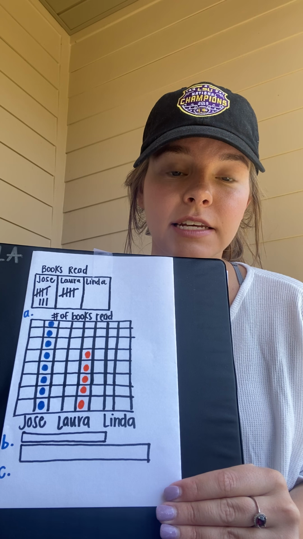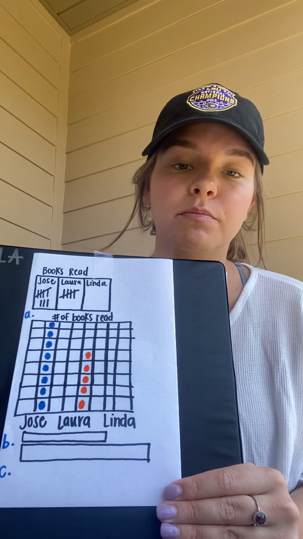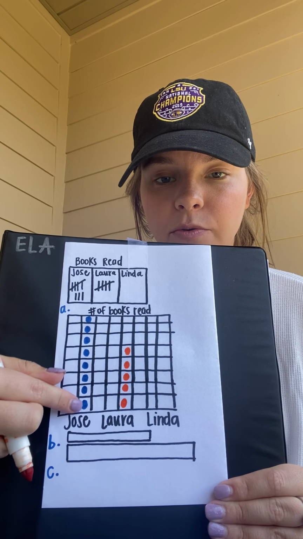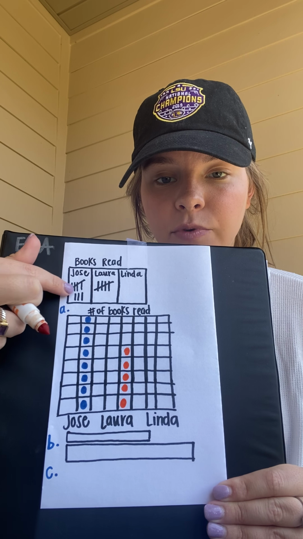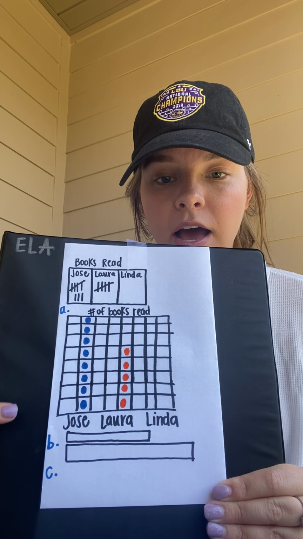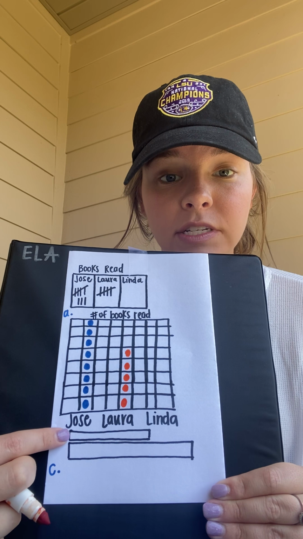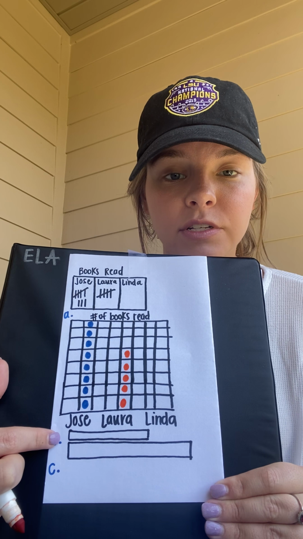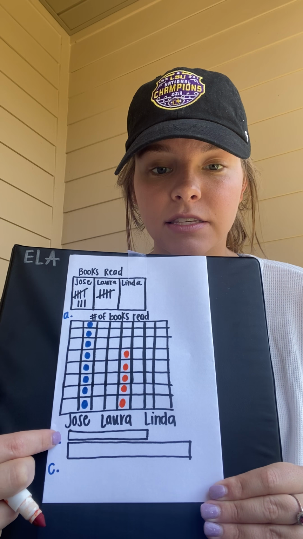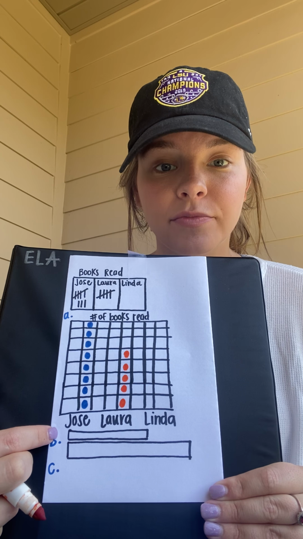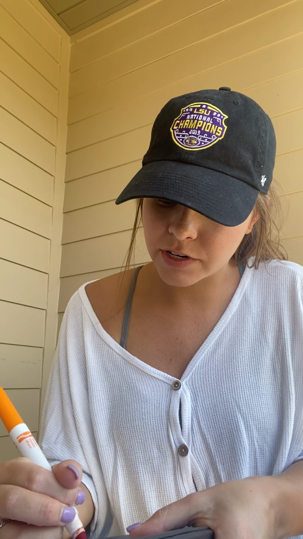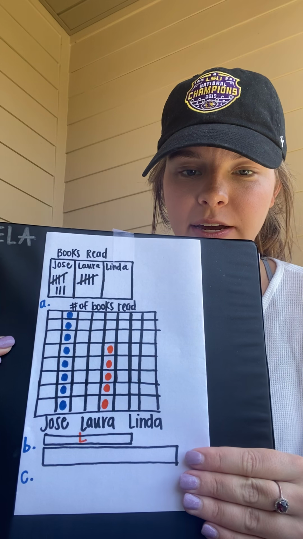B says draw a tape diagram to show how many more books Jose read than Laura. So we know Jose read more. We can see it here and we can see it in our tally chart. I like to draw 2 tape diagrams, and I think that's a good idea for y'all. The shorter one would represent the person who read less, and we know that person was who? Laura. So I am going to write an L for Laura in that small tape diagram.